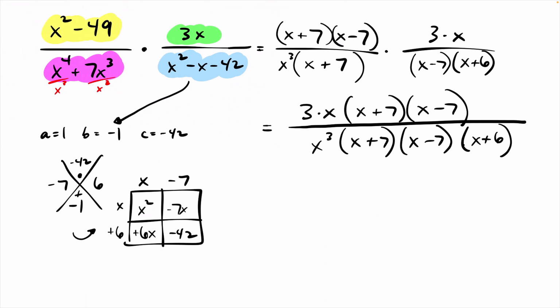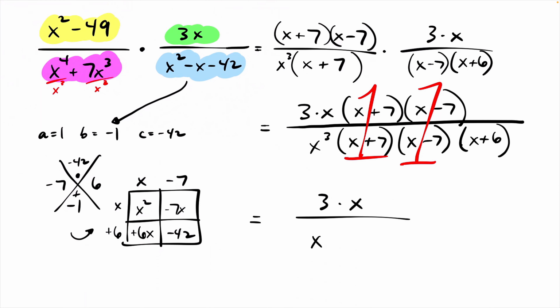Last step, look for the giant ones. What can I cancel out? X plus 7's good. X minus 7's. So we get 3 times x on top, or 3x. On bottom, I get x to the third and x plus 6. So I go to Delta Math, and it says red arrow, wrong. I didn't do anything wrong. I forgot something. What did I forget?